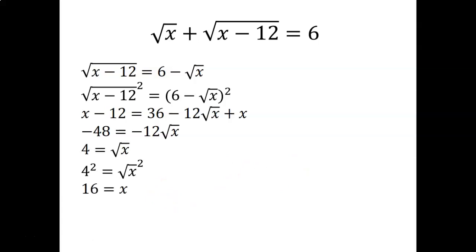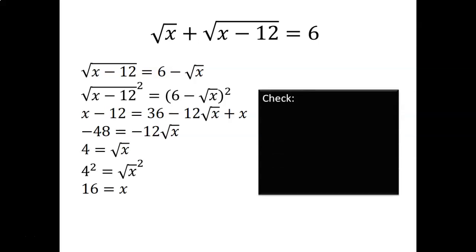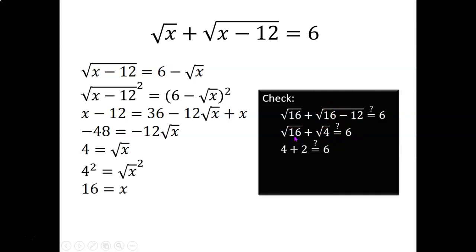So right now that's only a possible solution. We have to check and see if it works. If we put in 16 for x, we're looking at the square root of 16 plus the square root of 16 minus 12 equals 6. I put a question mark here because we're checking whether it really does equal 6 or not. Is the equation true? Well, let's see. 16 minus 12 under this radical sign would be a 4. And then the square root of 16 here is 4. The square root of 4 here is 2. And 4 plus 2 is equal to 6. That checks out. So 16 is the solution to this equation.